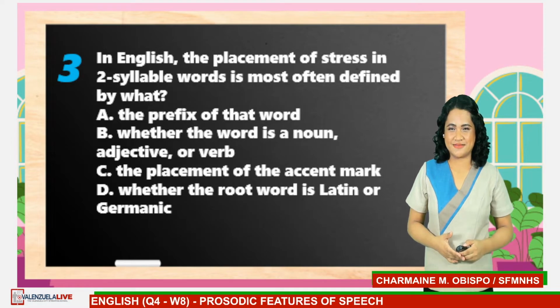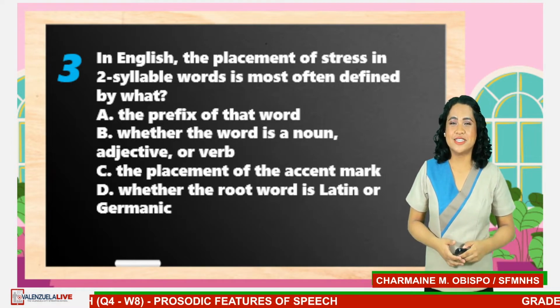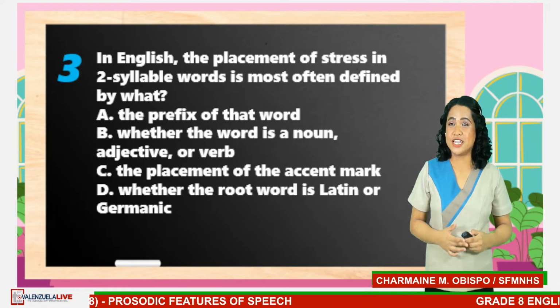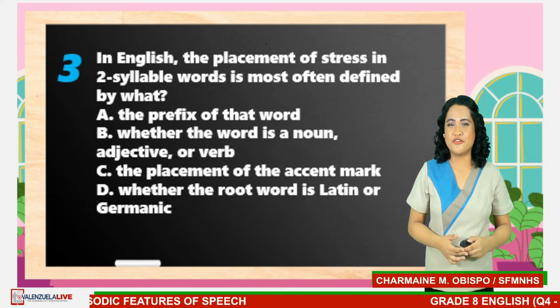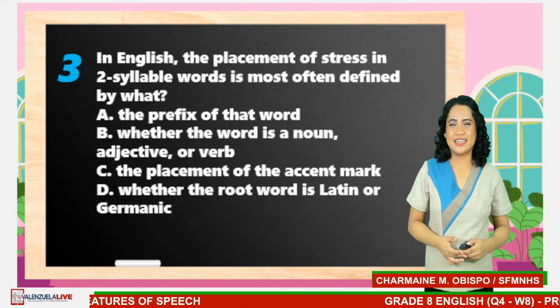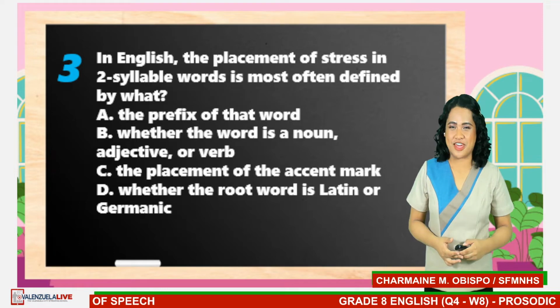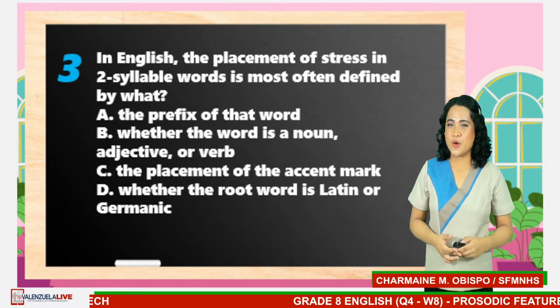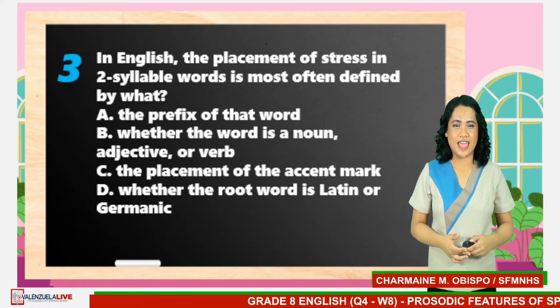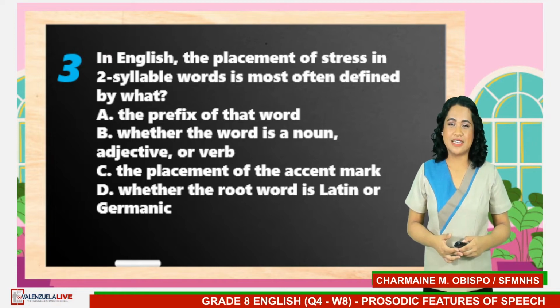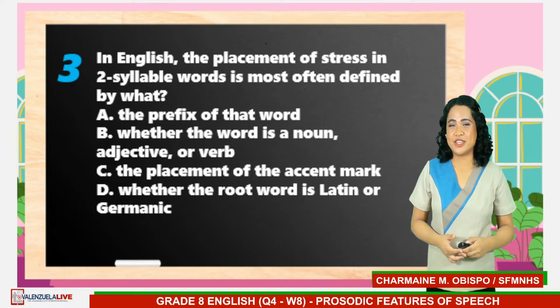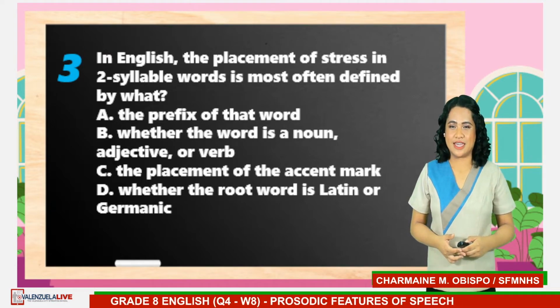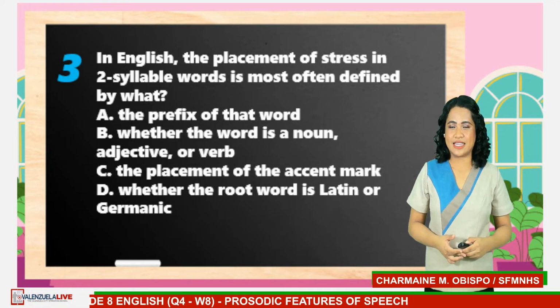Number 3. In English, the placement of stress in 2-syllable words is most often defined by what? A. The prefix of that word. B. Whether the word is a noun, adjective, or verb. C. The placement of the accent mark. D. Whether the root word is Latin or Germanic.